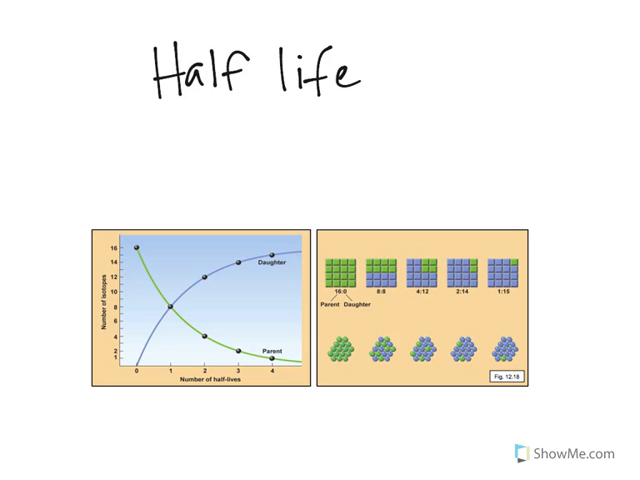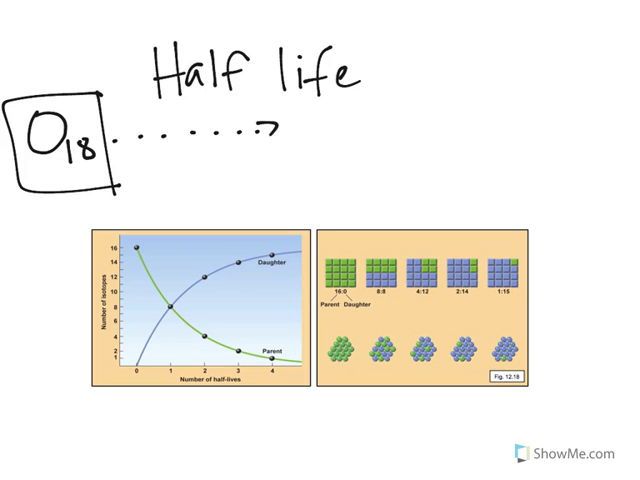So let's say here we have any element. We can use oxygen. So when oxygen-18 first forms, let's say here we have a rock that has oxygen-18 in it. It's initially going to be all parent. Eventually, over time, it's going to decay. But it doesn't all decay at once. So what we can look at is the half-life. That's how long it takes for that isotope to decay into half.